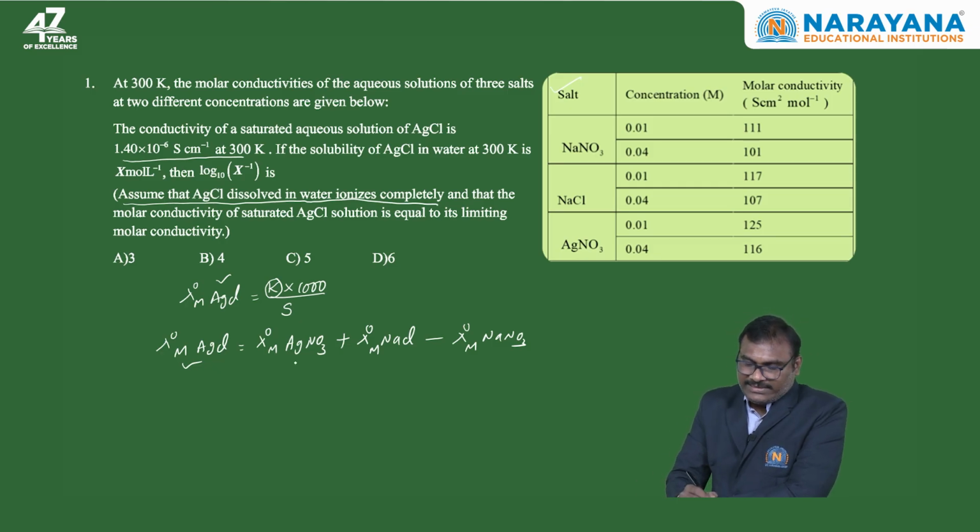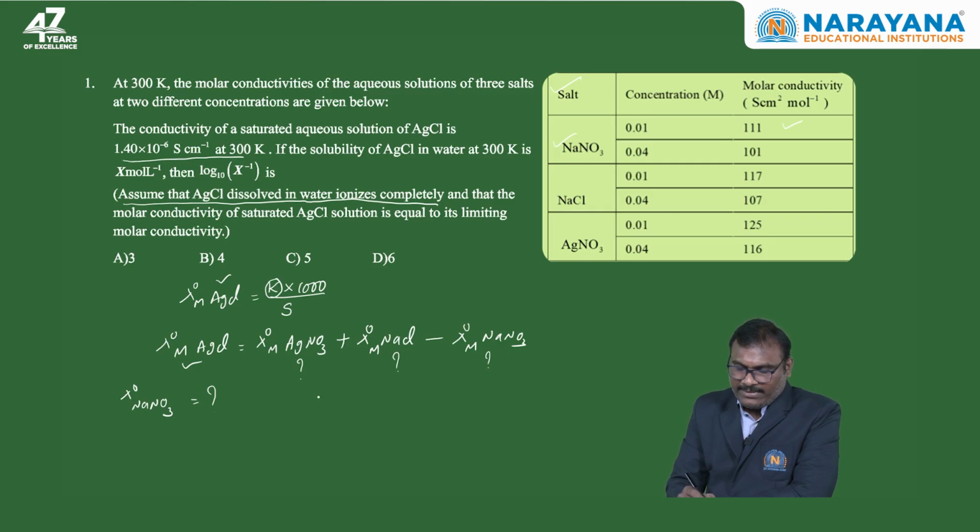He has not given these values directly. To find these values, he gave a clue: at two different concentrations, he gave molar conductivities. By using these, we have to find out each one. So first find out the lambda naught m of NaNO3. Lambda naught m of NaNO3 is equal to how much? We have to find out.